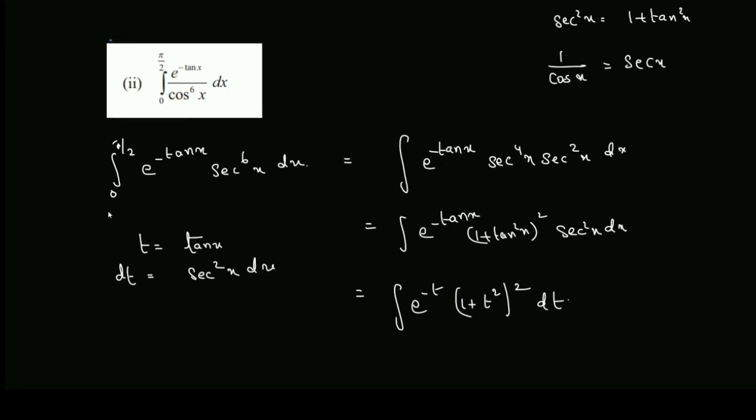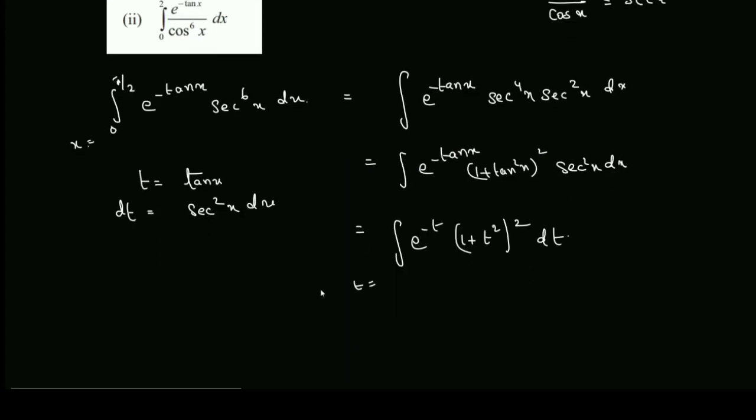Now what will happen to the limit? This limit is for the variable x, x is from 0 to pi by 2. But here the limit is for t. The variable is changed to t, so we have to find the limit for t.